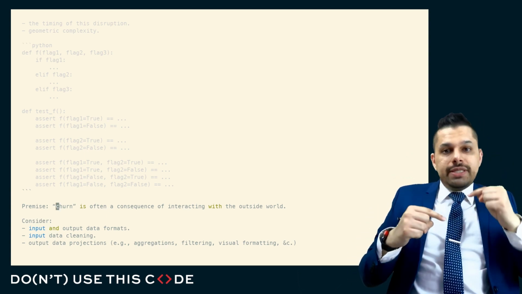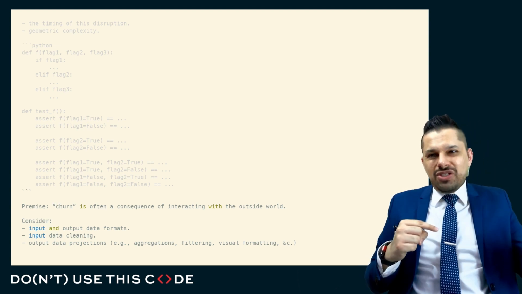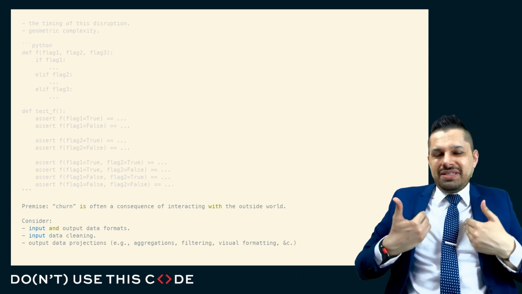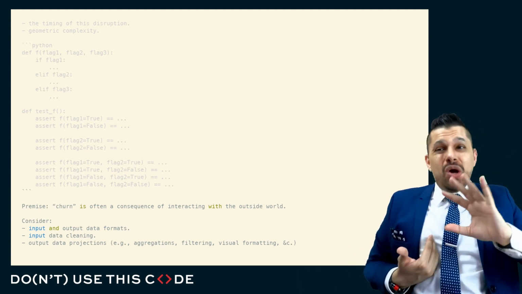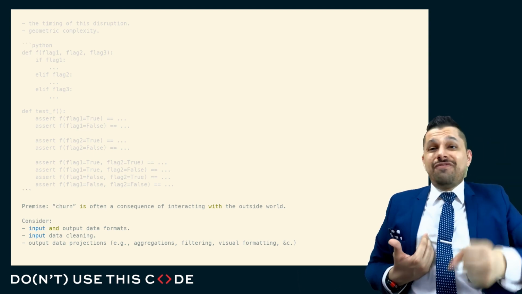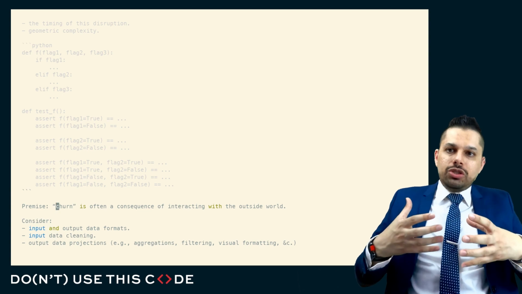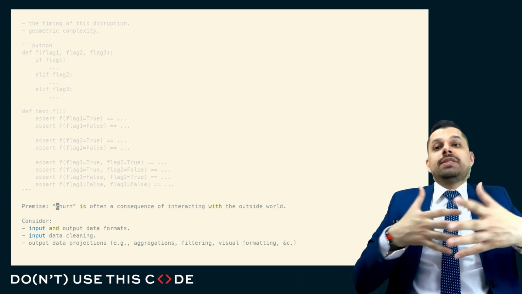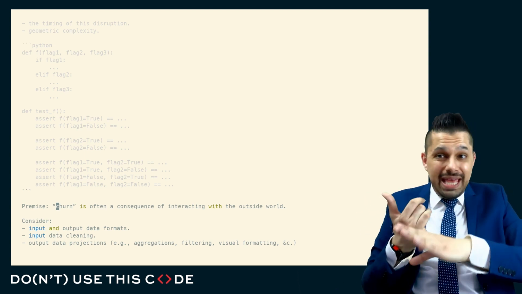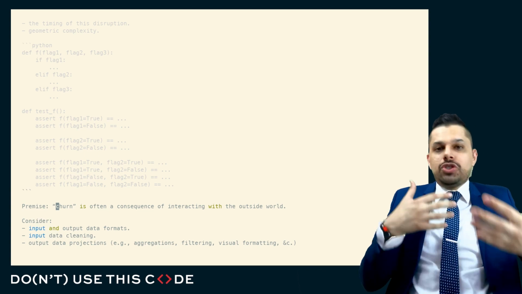But if the churn is a consequence, or if the change is a consequence of something in the outside world, you may not have the ability to decide when you want to address it. If your data format changes, you can't say, oh, I'll wait till the next version. You have to fix that data feed right then and there. Churn is oftentimes very much localized, very much a consequence of changes to input and output data formats, things that affect the outside world.